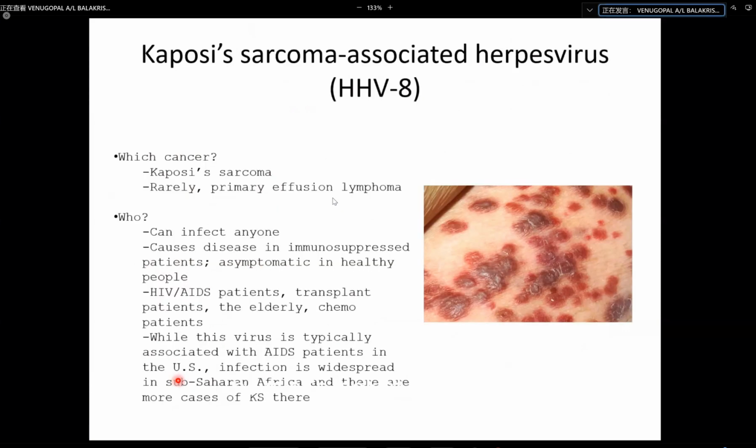Okay. Now let's look at Kaposi sarcoma. It's quite rare. Okay, primary effusion lymphoma. It can infect anyone, but causes disease mainly in immunosuppressed patients. Asymptomatic in healthy people most of the time. HIV-AIDS patients, transplant patients, elderly, and chemo patients are more likely, if they have an infection of this virus, to develop Kaposi sarcoma. While this virus is typically associated with AIDS patients in the US, infection is widespread in sub-Saharan Africa, and there are more cases of Kaposi sarcoma there, not just with AIDS patients.